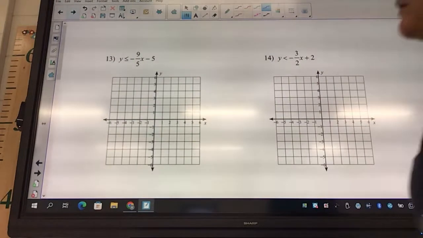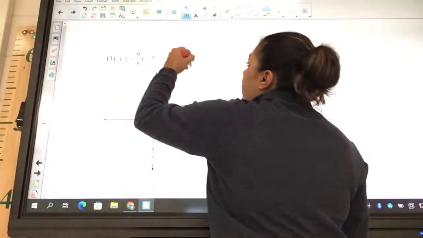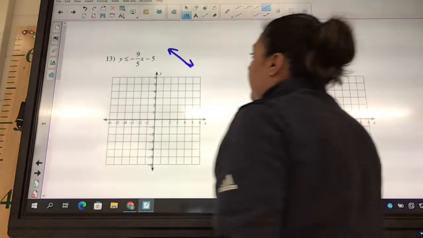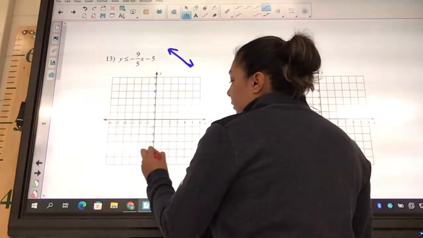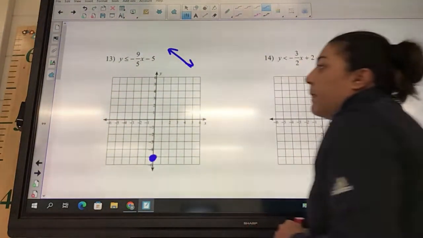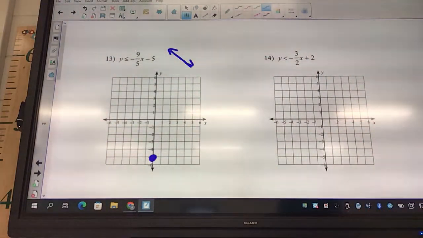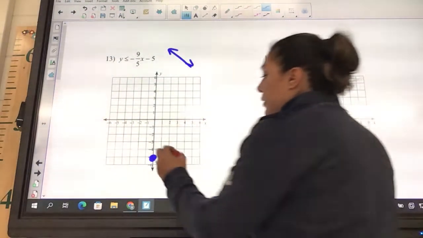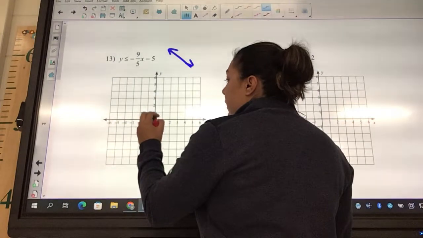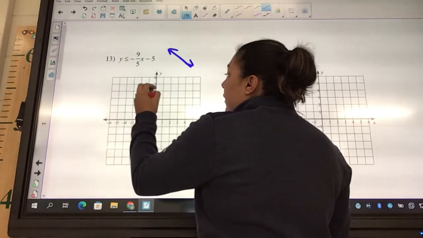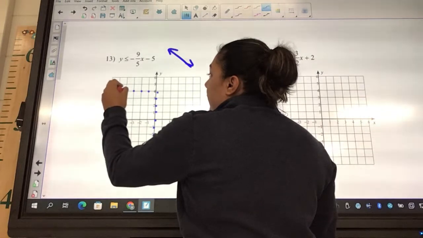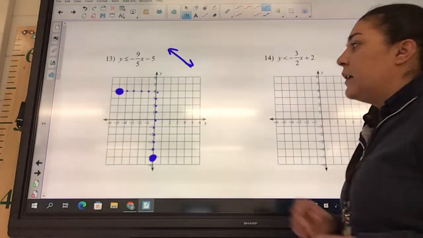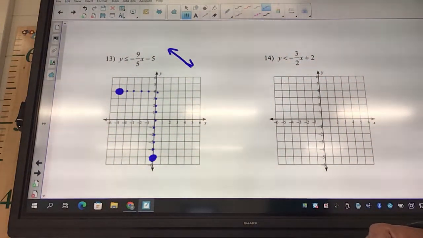Okay, 13. We can look at this and say, well, our slope's negative. Okay. It starts out at -5. And my slope is 9 over 5. So 1, 2, 3, 4, 5, 6, 7, 8, 9. 1, 2, 3, 4, 5. Okay, and it's okay to leave little dots like that if you're counting, okay? Just make sure they're not big ones.